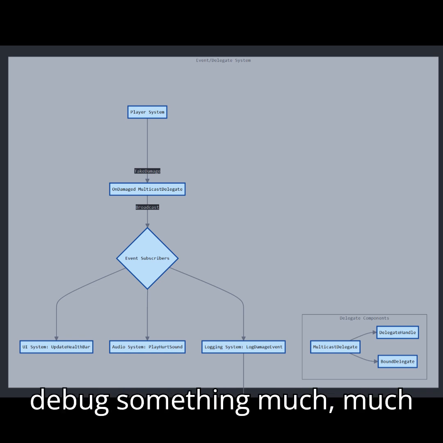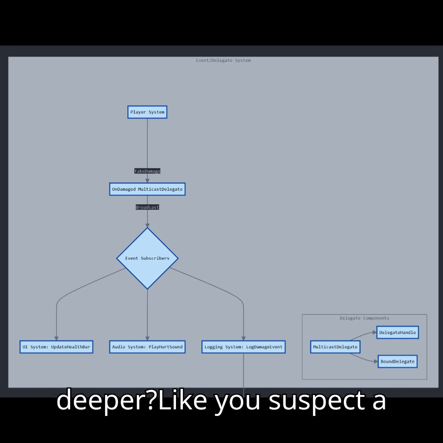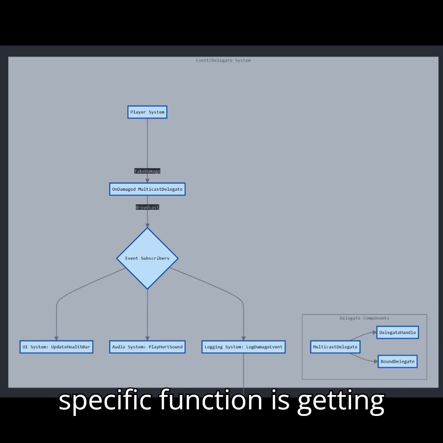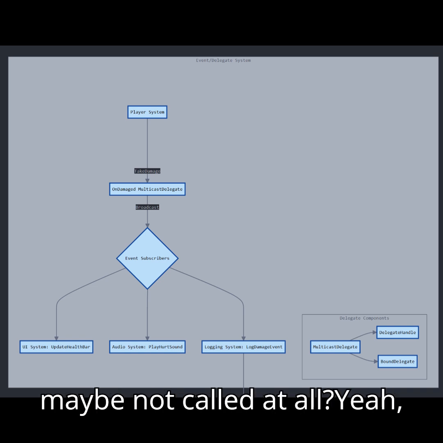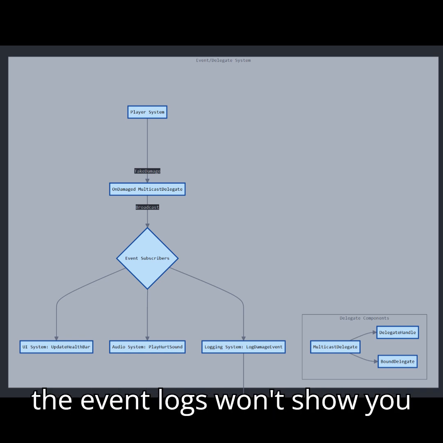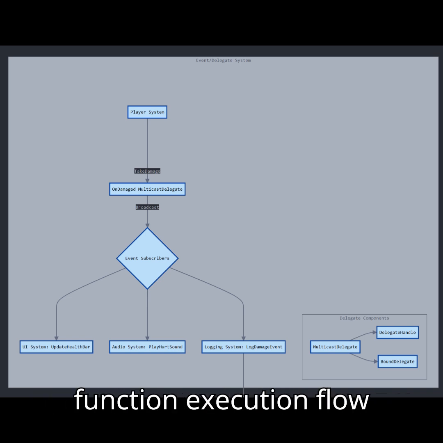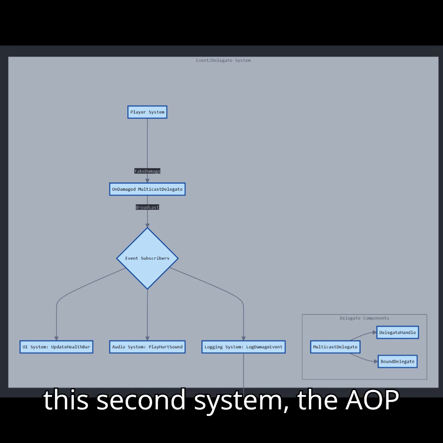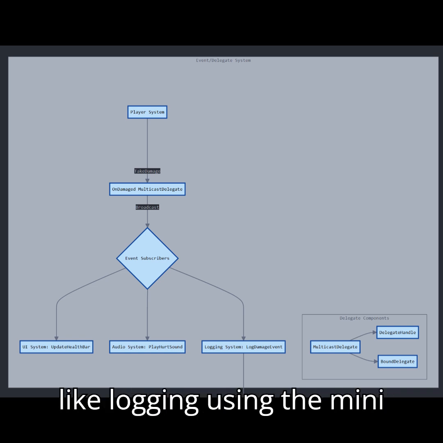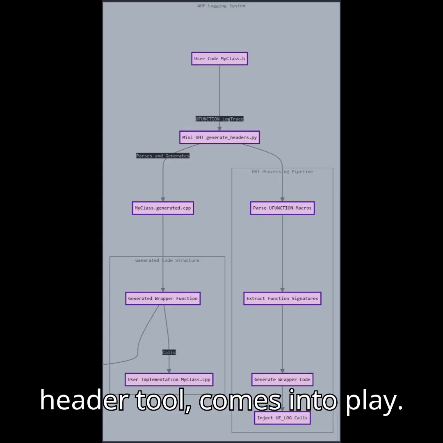But what if you need to debug something much, much deeper? Like you suspect a specific function is getting called with wrong values, or maybe not called at all. Yeah, the event logs won't show you that level of detail. You need to see the function-by-function execution flow. Exactly. And that's where this second system, the AOP-like logging using the mini header tool, comes into play.